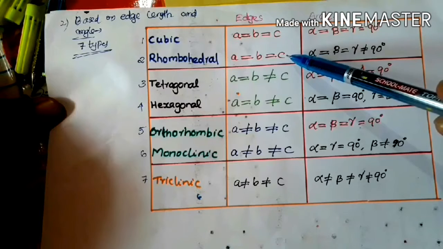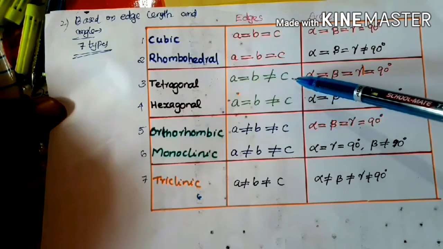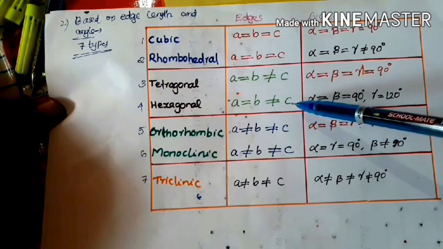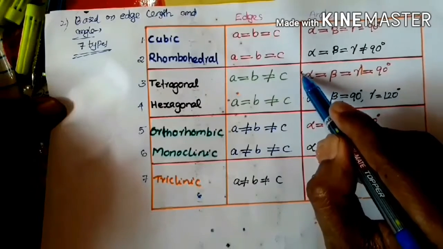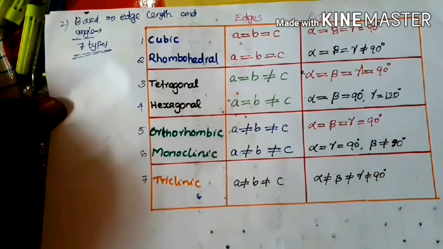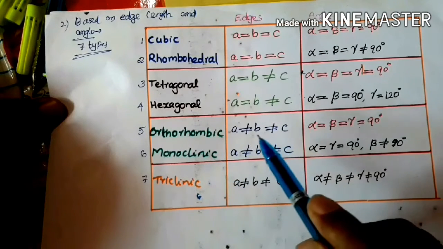In the tetragonal and hexagonal cases, a = b ≠ c. The same, both are the same. And now see the angle. Here the first one also has alpha = beta = gamma = 90 degrees. This is the same as in the case of cube also.